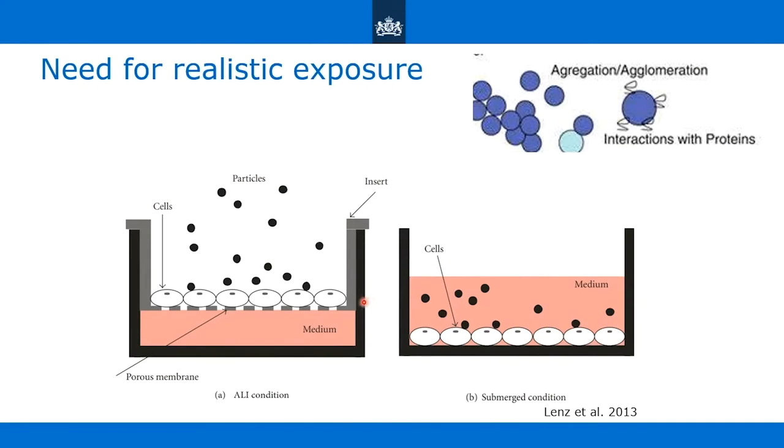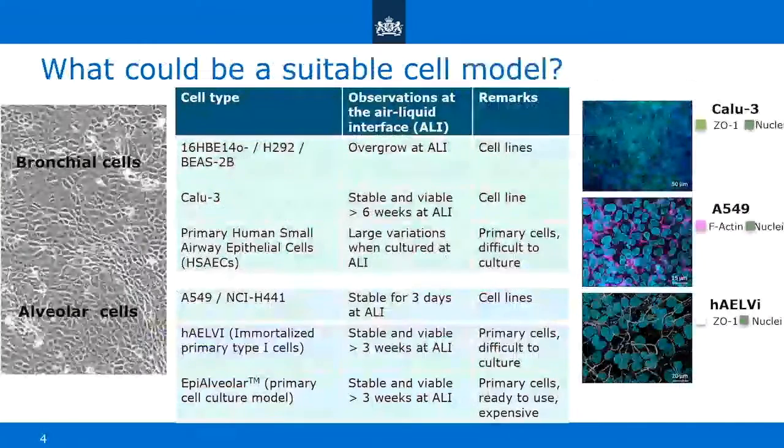Therefore, air-liquid interface exposure models are being developed. In these exposure models, the cells are cultured at the air-liquid interface. So the liquid is only at the basolateral side, and at the apical side, the cells are cultured at the air. Also, the nanomaterials are exposed via the air, so there's no need to change the characteristics of the particles.